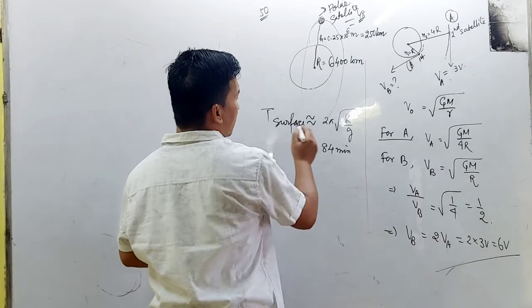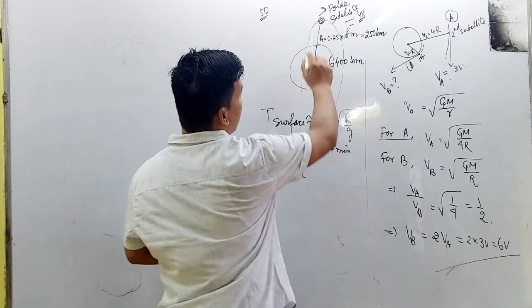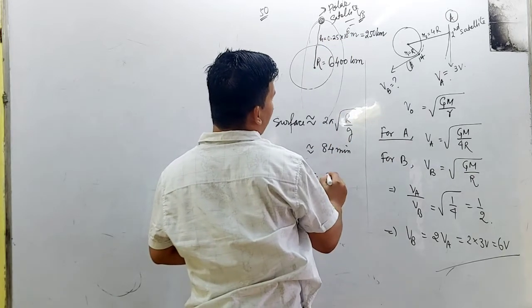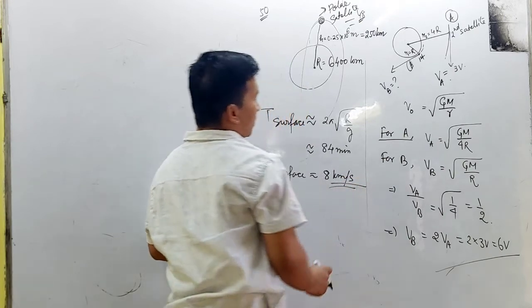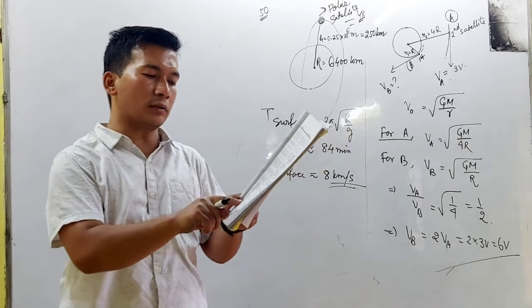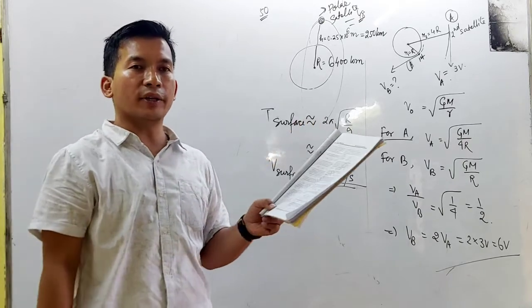And what will be the velocity? The velocity for any satellite just near to the earth surface will be approximately equal to 8 kilometer per second. From here the orbital speed will be equal to option number 1, option number 2, option number 3, option number 4.